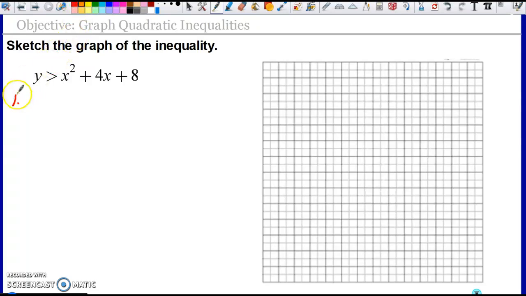First step, should be in orange, sorry. First step, solid or dashed. I looked at the inequality sign, this one's solid or dashed. It should be saying dashed. And I know because there's no line underneath. So it's opening up, so my parabola is going to look like this when I'm done.